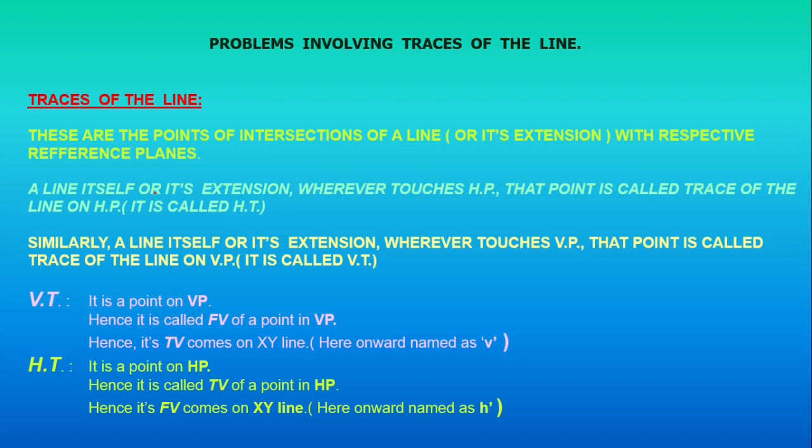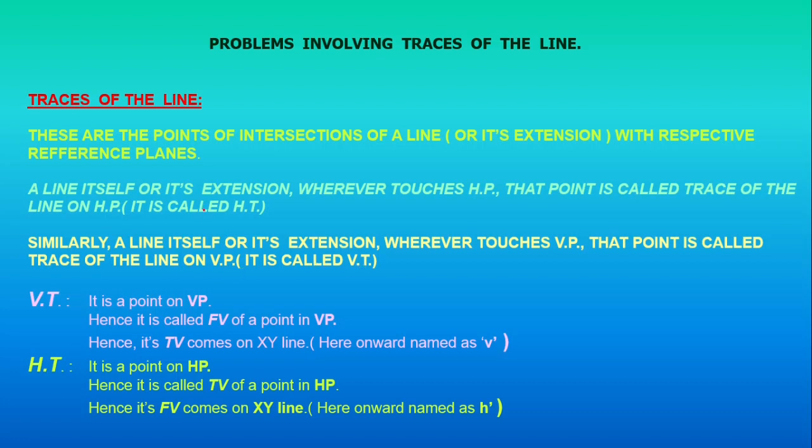A line itself or its extension, wherever it touches HP, that point is called the horizontal trace. Similarly, a line itself or its extension, wherever it touches VP, that point is called the trace of the line on VP, or vertical trace.